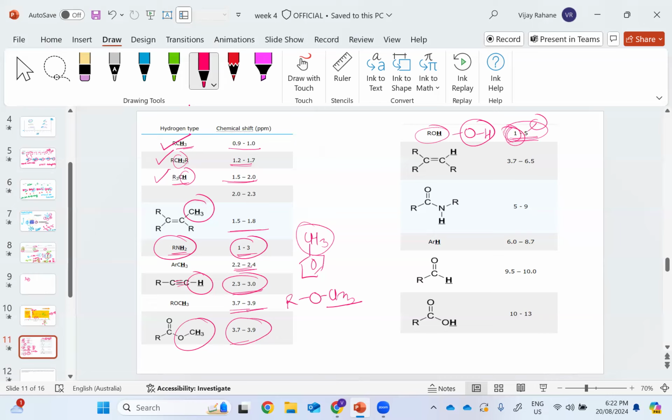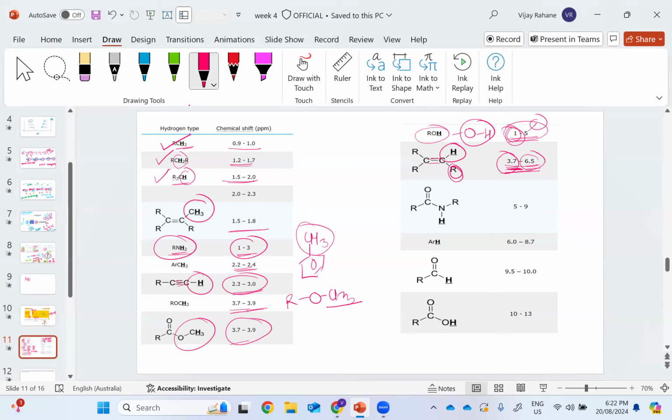Similarly, if you have the protons which are attached to the olefin, that is, a double bonded carbon atom, the shift lies in between 3.7 to 6.5, depending on the R groups. So if the R is equal to O, oxygen, at that time this delta will be near 3.7 to 4.5 in between. And if the R group is like alkyl chains, that time it will be in between 5.5 to 6, in that range.